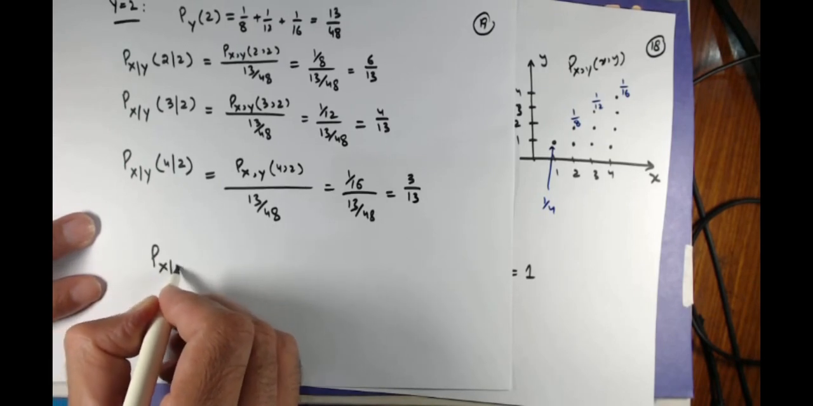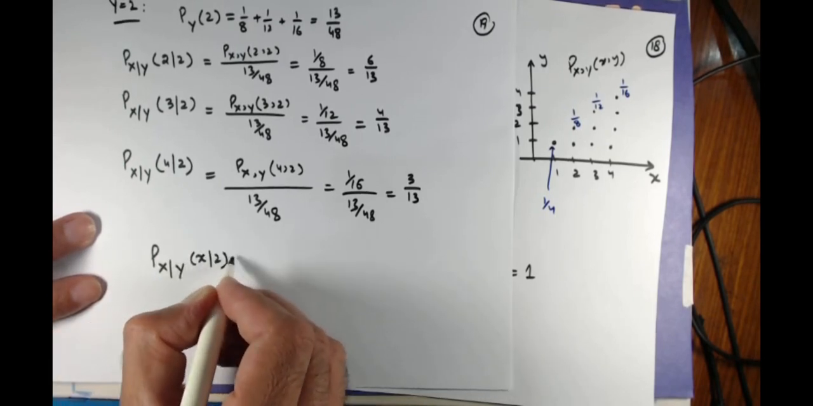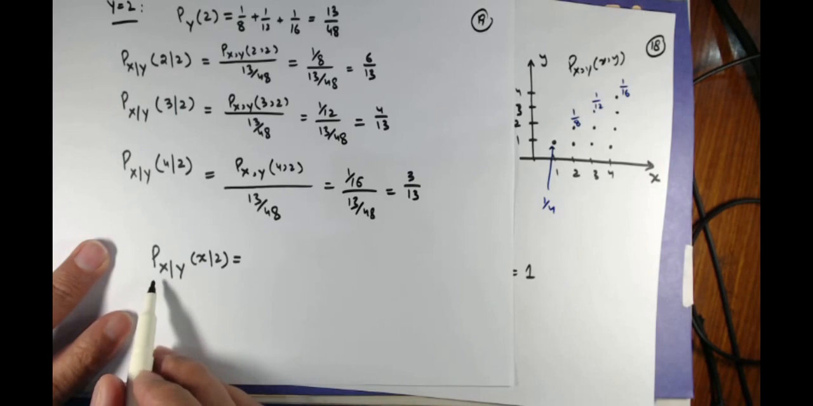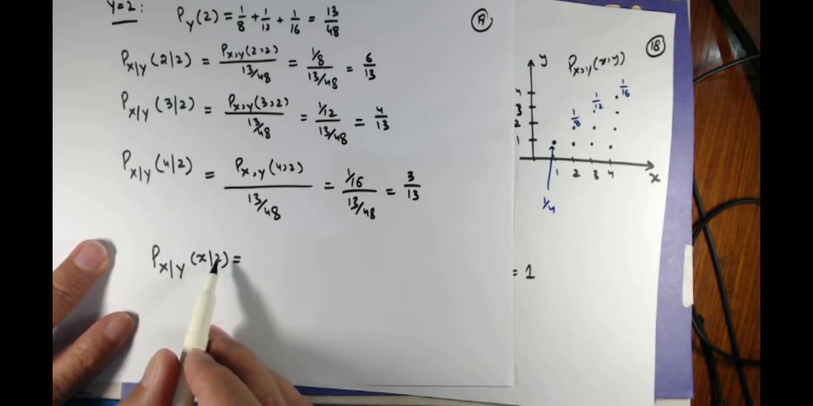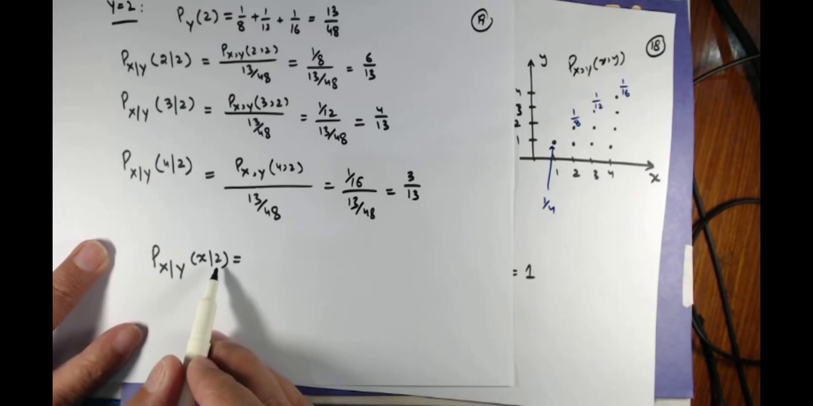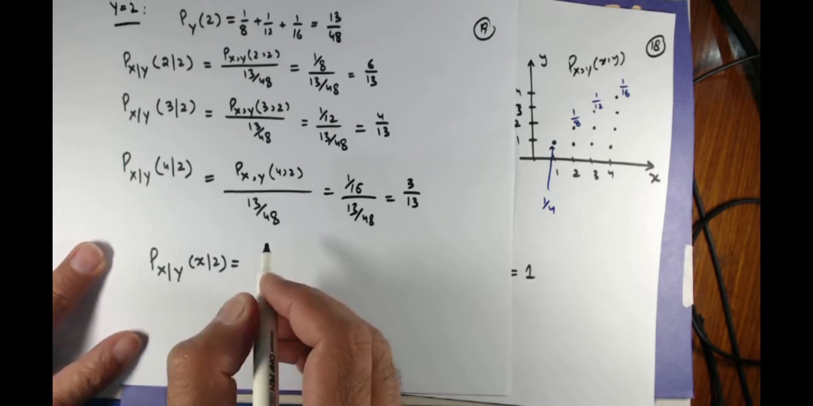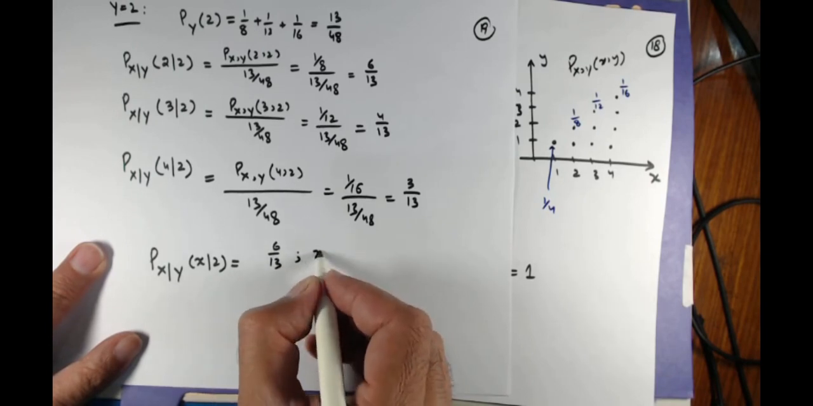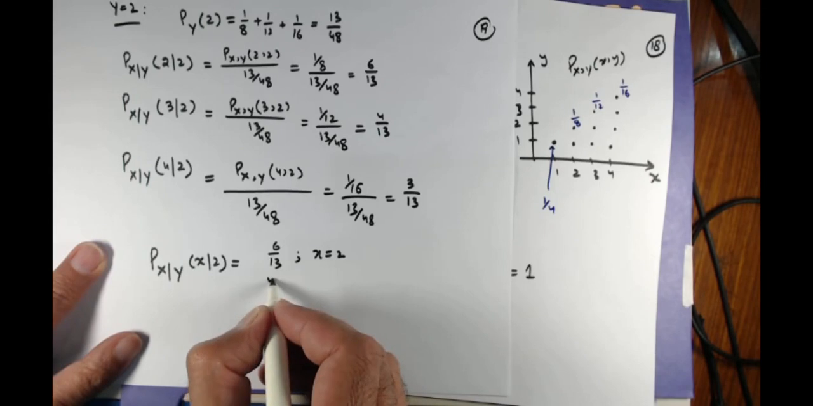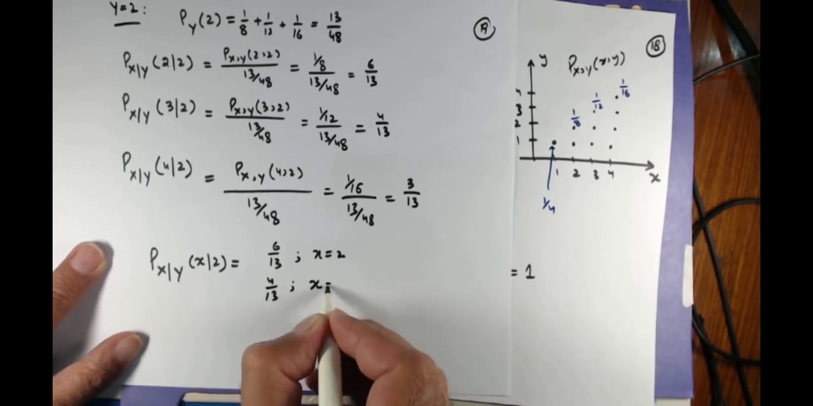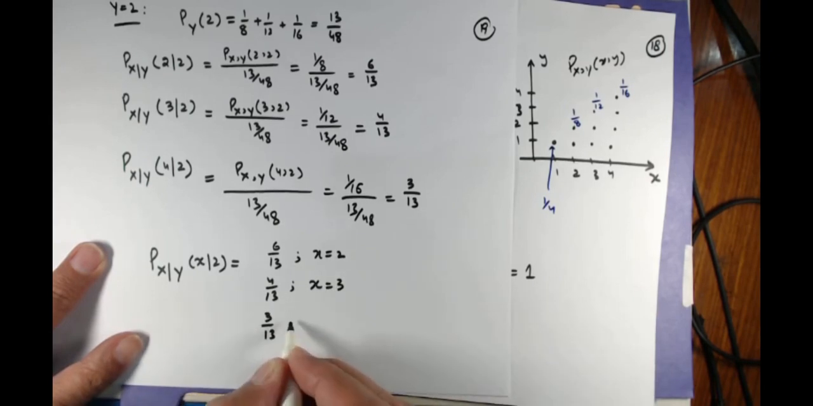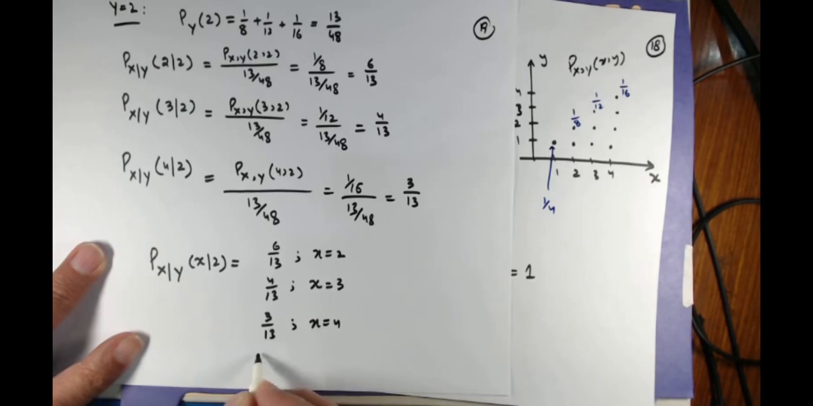So how can we write this now? P sub x given y of x given 2. That is, what is the conditional distribution of the random variable x given y takes a value 2? So you see it is 6 by 13 for x is equal to 2, 4 by 13 for x is equal to 3, 3 by 13 for x is equal to 4, and 0 otherwise.